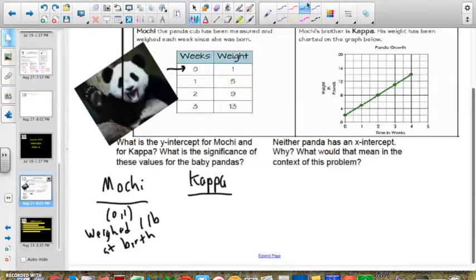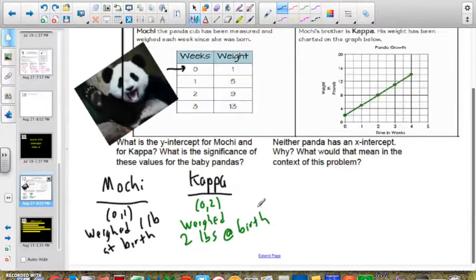Alright, for Kappa, we're going to come over here, and we're going to look for the y-intercept on the graph. That's going to be where it crosses right here. And we want to be paying close attention to our scale. It looks like we go from 0 to 4 with 1 notch in between, so that means we're counting by 2. So the intercept for Kappa is 0, 2, which means that Kappa weighed 2 pounds at birth. So Kappa was actually a bigger panda baby than Mochi was.